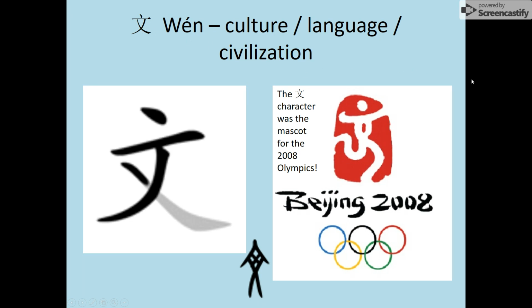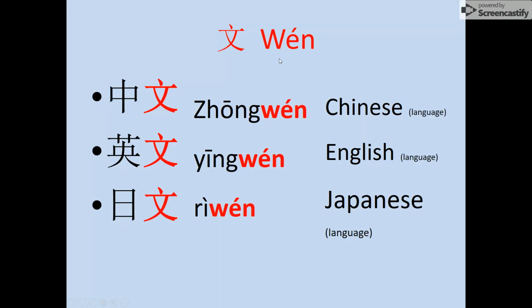Wen means culture or language. We see this in all the words for different languages. We attach it to the country and it becomes the language. Zhong is China. Zhongwen is Chinese. Ying for England. Yingwen for English. Ri, Japan is the language or the country of the sun. So Riwen becomes Japanese language.